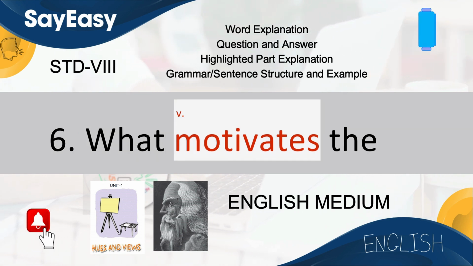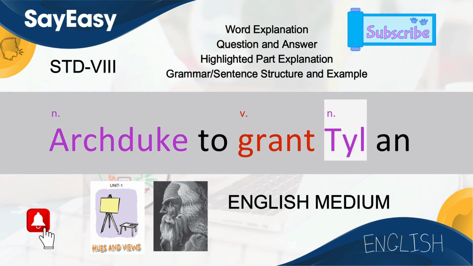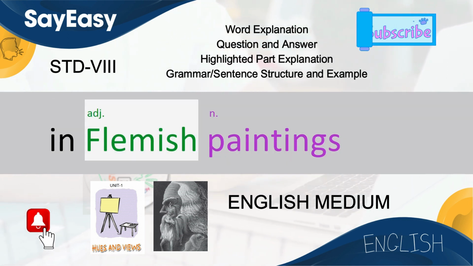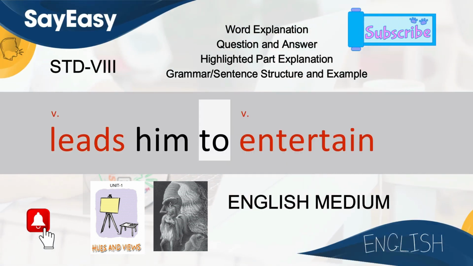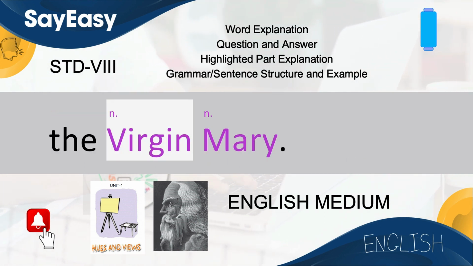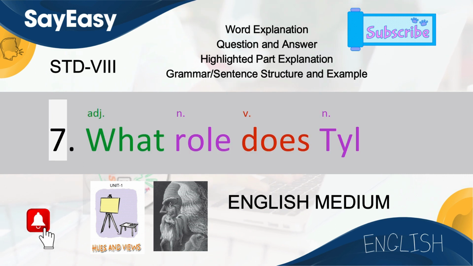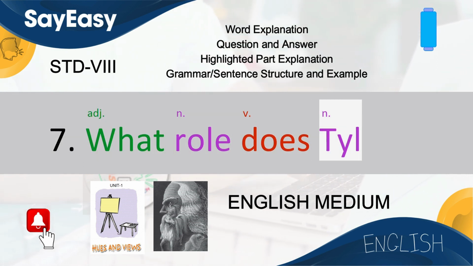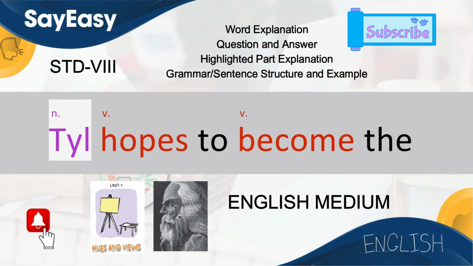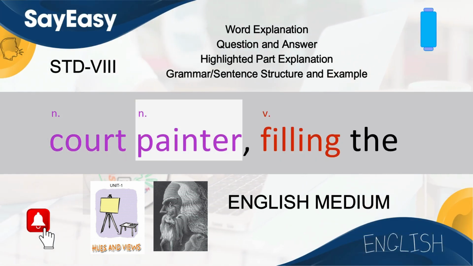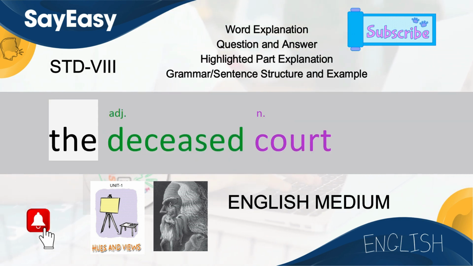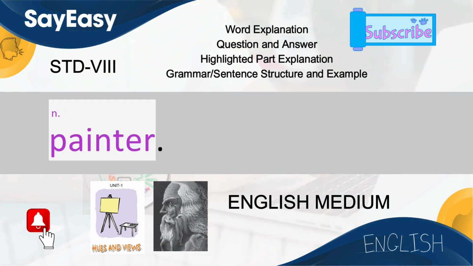6. What motivates the Archduke to grant Tivael an audience? The Archduke's interest in Flemish paintings leads him to entertain Tivael's proposal of presenting a painting of the Virgin Mary. 7. What role does Tivael aspire to in the Archduke's court? Tivael hopes to become the court painter, filling the vacant position left by the deceased court painter.